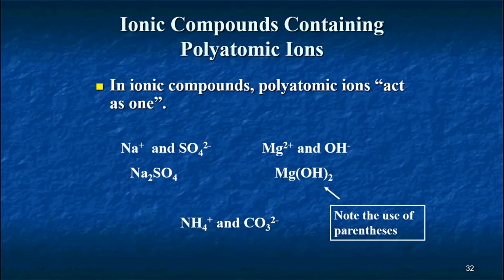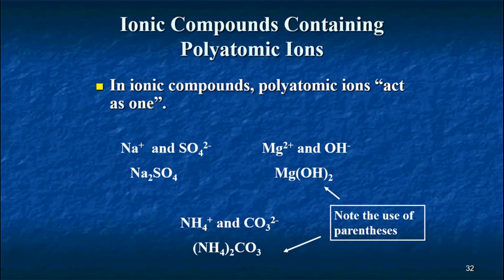How about this one? NH4 plus and CO3 2 minus. Again, if we do the crossover, we end up needing 2 of the NH4 ions. Again, we're going to surround it in parentheses to make sure that it doesn't read NH42CO3, right? So be careful with that.